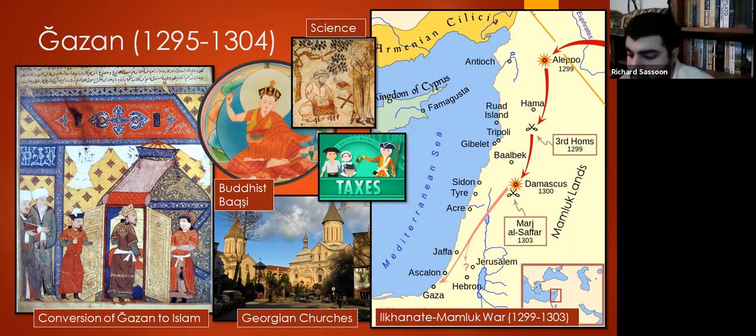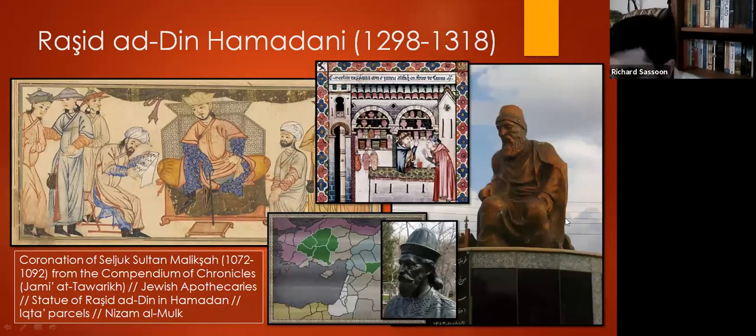Now, another thing that Ğazan did is that he reformed the tax system. And he reformed the tax system based on the words of Rashid ad-Din al-Hamadani. So it's important for us to take a second to talk a little bit about Rashid ad-Din.